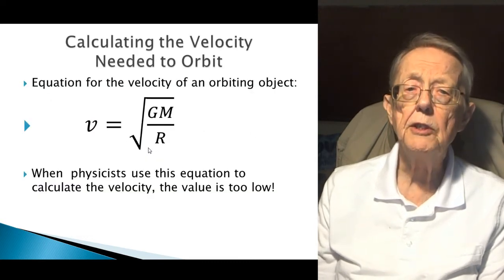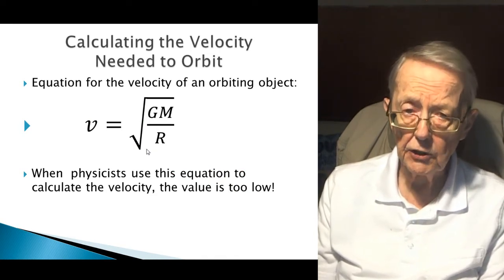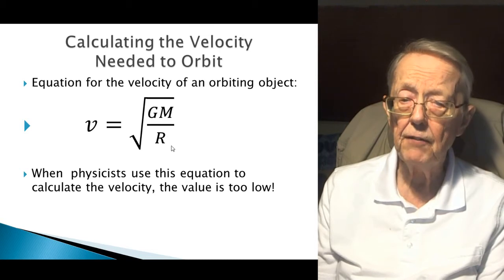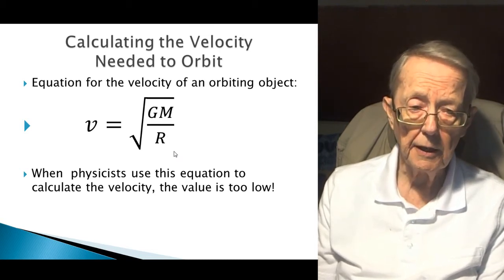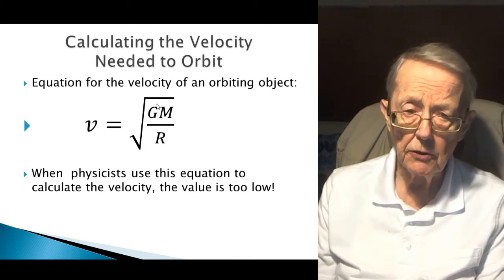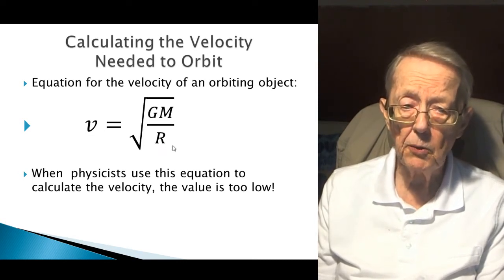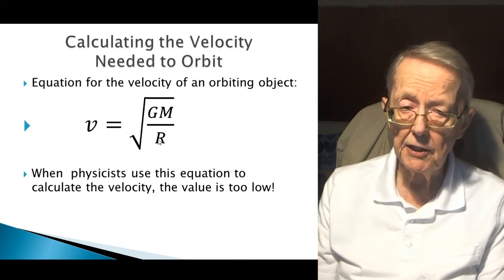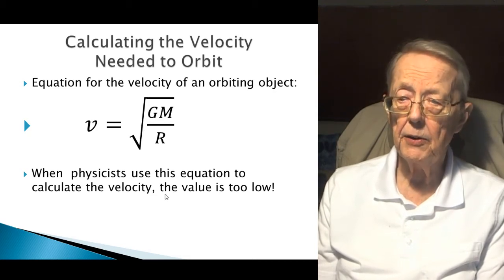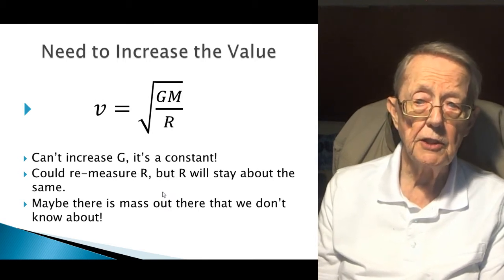Now, this is the equation that you use to calculate the velocity of an object if it is going to orbit. It must have this velocity at this distance if it's going to orbit the galaxy. And of course, when they calculate this velocity using Newton's gravitational constant, the mass of the galaxy divided by the distance between the core of the galaxy and the location of the object they're measuring, they get a velocity and the value is too low. Somehow they need to increase this value.